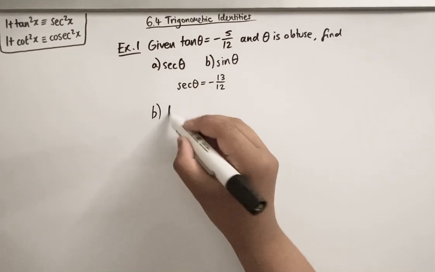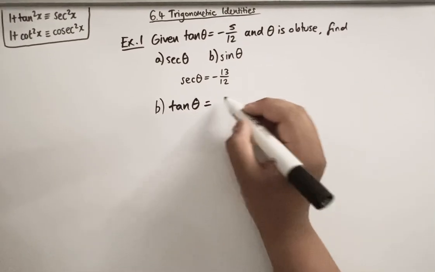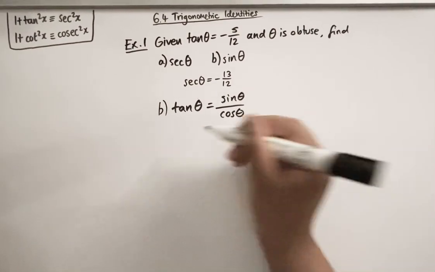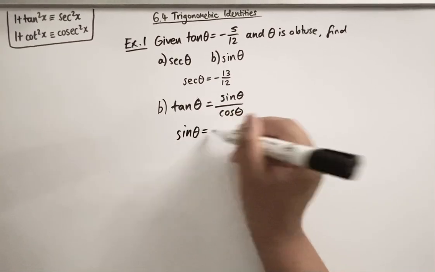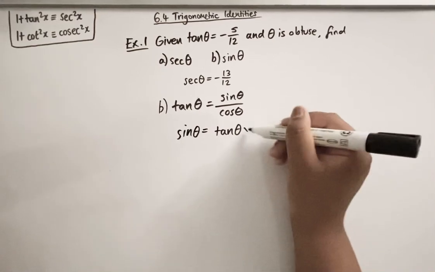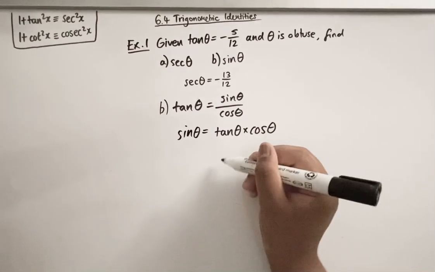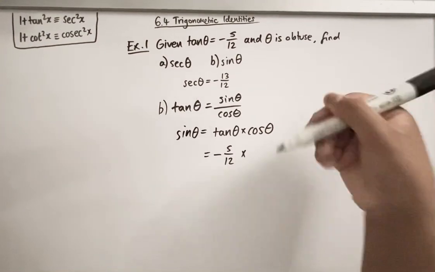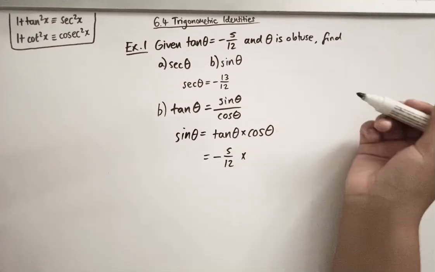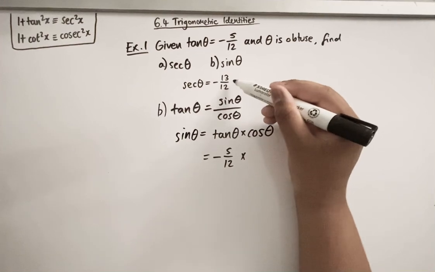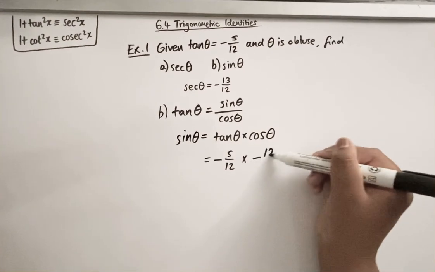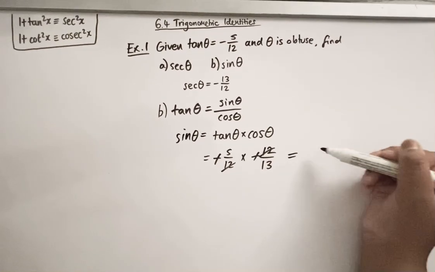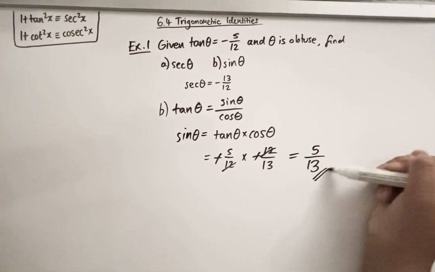Part B, we know that tan theta is equal to sine theta over cos theta from year 1. And so rearranging, we get sine theta equals tan theta times cos theta. Tan theta is minus 5 over 12, and cos theta is 1 over sec theta, because sec theta is 1 over cos. So we're going to times by the reciprocal of this, which will be minus 12 over 13. We see the negatives cancel and the 12s cancel, and we get 5 over 13.